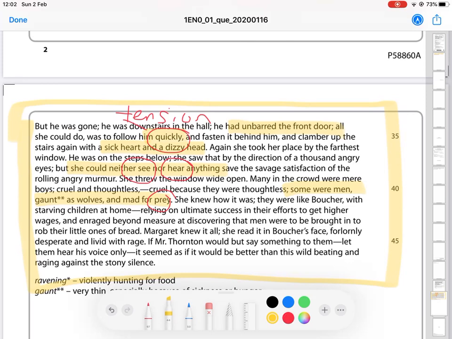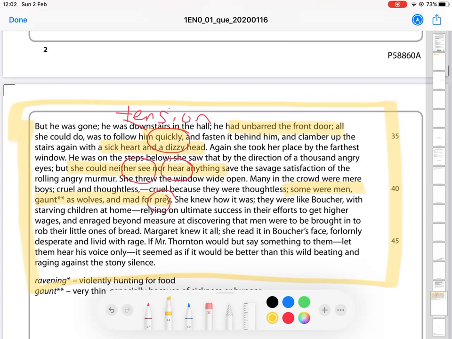She knew how it was. They were like Boucher, with starving children at home, relying on ultimate success in their efforts to get higher wages, and enraged beyond measure at discovering that men were to be brought in to rob their little ones of bread. Margaret knew it all. She read it in Boucher's face. Forlornly, desperate, and livid with rage. If Mr. Thornton would but say something to them, let them hear his voice only, it seemed as if it would be better than this wild beating and raging against the stony silence.